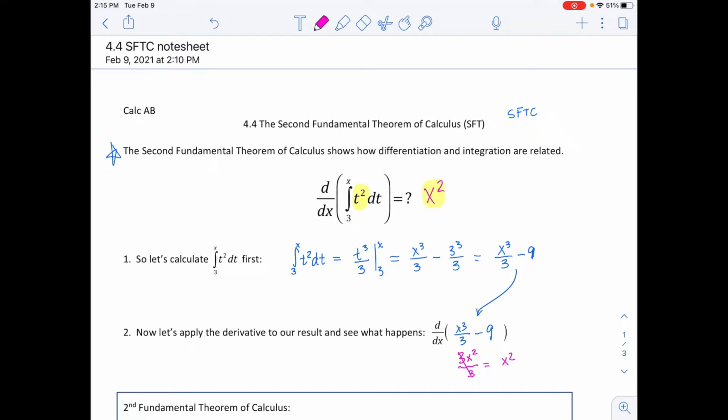So all it does is, in my head, it just kind of changes costumes. Instead of being written in terms of t, it is now written in terms of x. So instead of the integrand being t squared, it's x squared. Basically, the differentiating undoes the integrating.